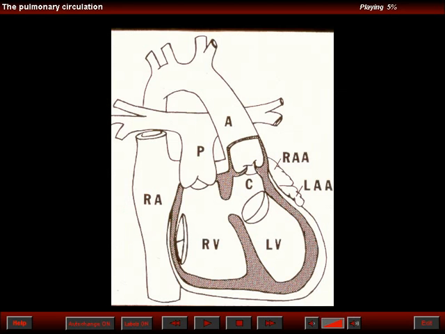This is a diagram of a corrected transposition of the great arteries. Remember that the term transposition means a malrelationship between the pulmonary trunk and the aorta as to their ascending portion, the proximal portion of these two vessels. In corrected transposition, the aorta is ventral to the pulmonary trunk and to the left, and arises from an anatomically right ventricle, although this ventricle receives arterialized blood.